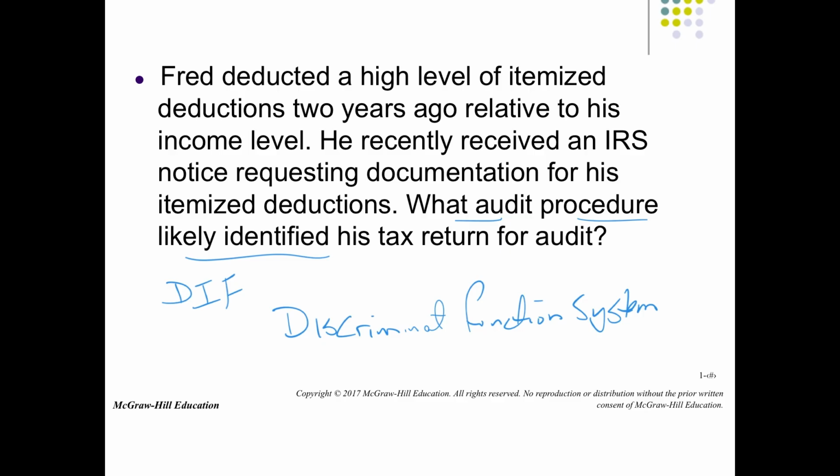If it's not, then they assume that I am understating my income. I'm not declaring a bunch of income. Say I make $50,000 a year, but my mortgage interest deduction is relative to a $1 million mortgage, for example. They would look at my income level and go, how in the world are you affording that type of interest expense? And so that might put me in an audit bucket because my deductions would not be in line with my income amount. So that is how the discriminant function system works.